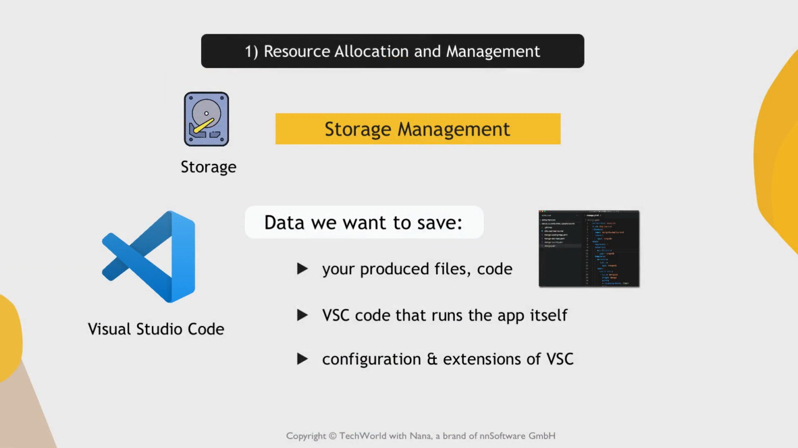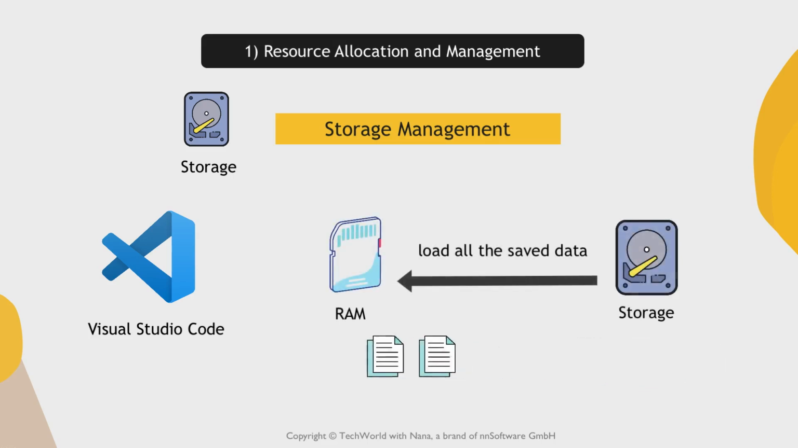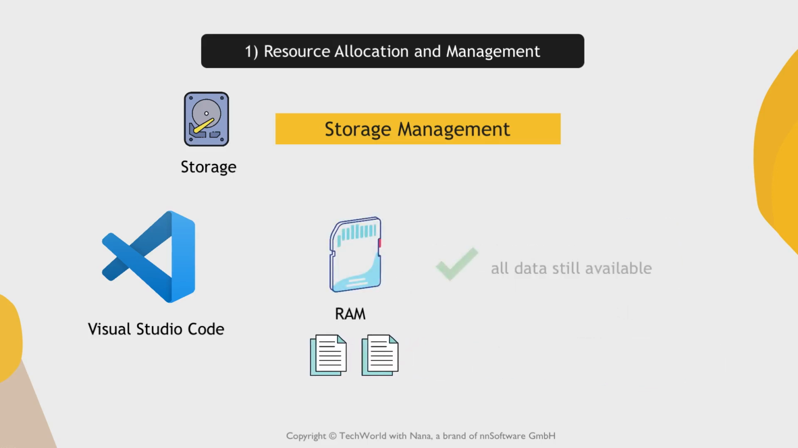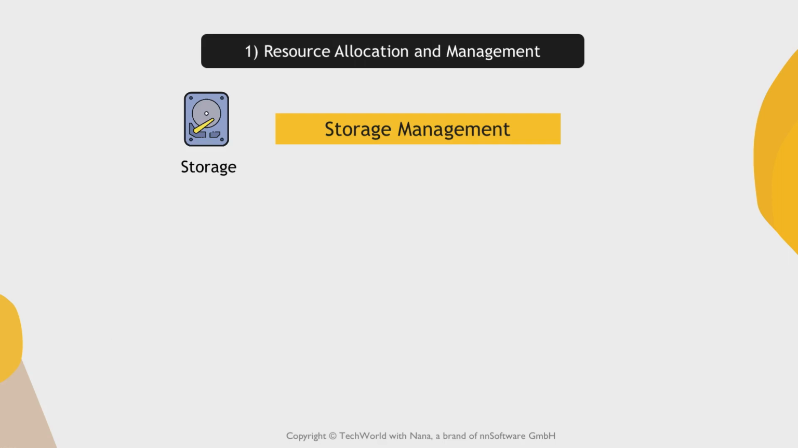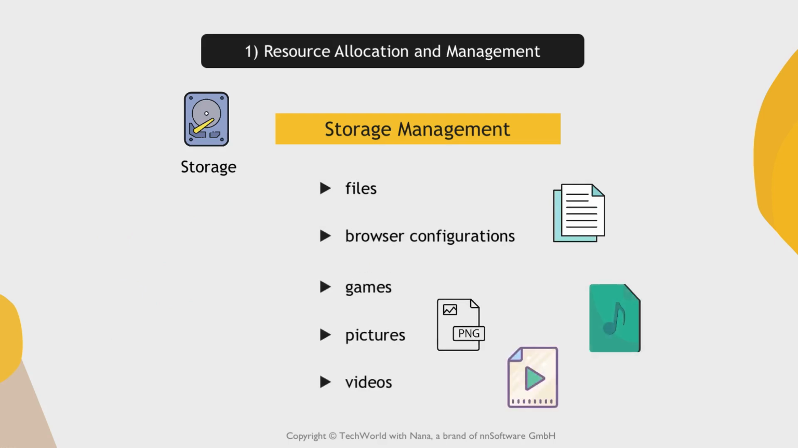So whenever you open Visual Studio Code, you have all these configurations and plugins that you downloaded. So when you start the Visual Studio application, again, the data from the storage will be loaded in memory to use it actively. So when you open it, you have the plugins and configuration and the files in the editor just as you left it. And you can save all sorts of things on your storage. You can save files, browser configurations, games, pictures, videos, whatever. They all go to the storage. So storing this data and allocating some space for it is also managed by the operating system.